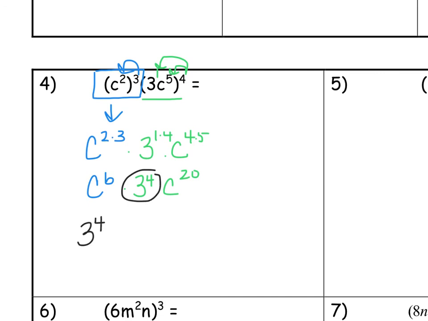So again, we want to put our like terms together. So this is going to give us 3 to the 4th, and 3 to the 4th is going to give us 81. And then c to the 6th times c to the 20th. Remember, when we're multiplying like bases, we keep the base, sorry, and we add the exponents. So we get 81 c to the 26th.